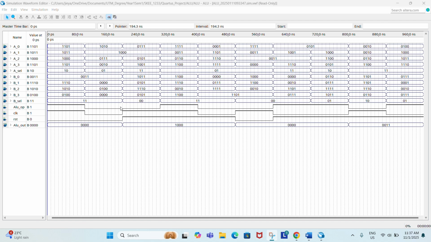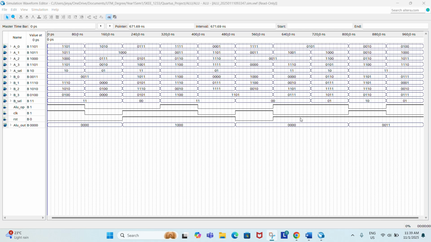So there is actually a delay here, so we should look at here. A cell is 1, which means A1 will be selected, which is 8. And B cell is 3, which means B3 will be selected, which is 0. And ALUOP is 0, which means subtraction will be performed. So 8 minus 0 equals 8. And then it will maintain. And when the reset is 0, the ALU out will be 0 again.